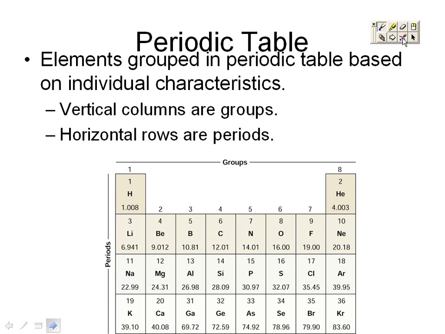So now refer to your periodic table on page 954 and locate for me the element that is in family 11, period 5. I'll give you just a moment. Count down and find period 5, and then count over and find family 11.